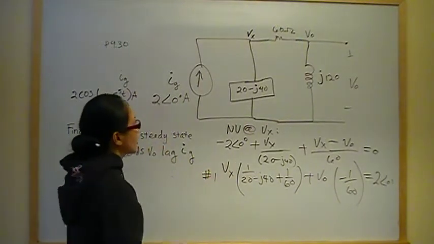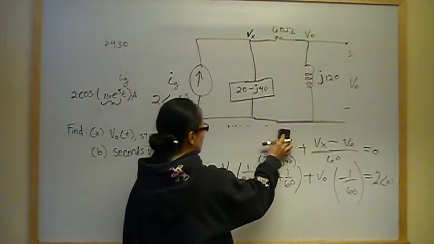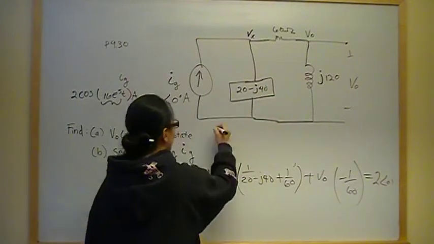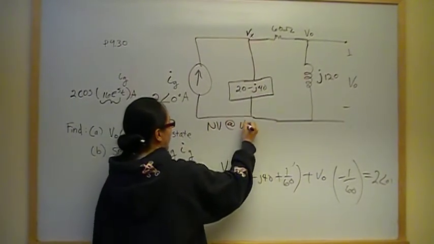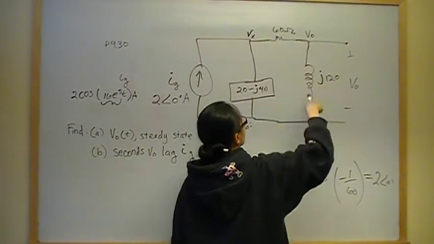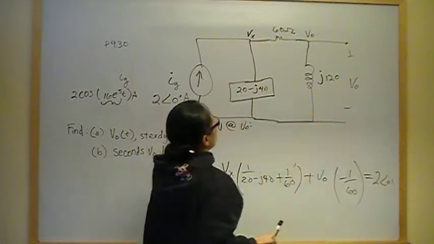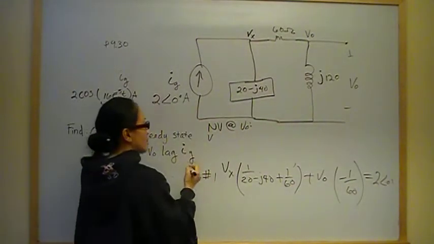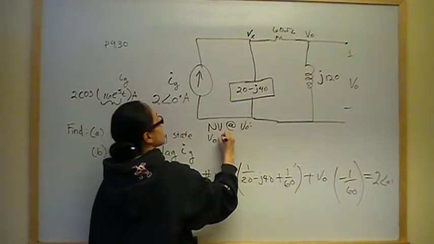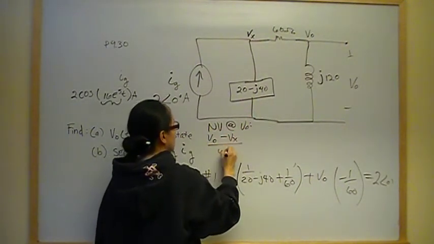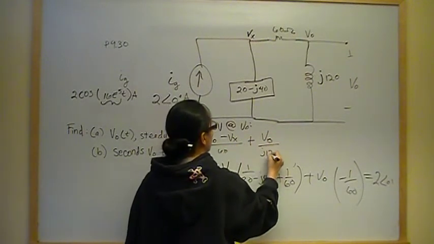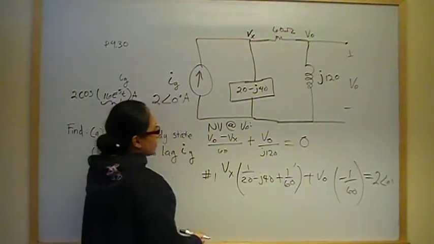Now let's find our second equation by taking node voltage at V out. I want this current, and there's no current here because it's an open. So there's going to be two currents. This branch current is going to be V out minus Vx over 60, plus V out over J120, and those currents must sum up to 0.